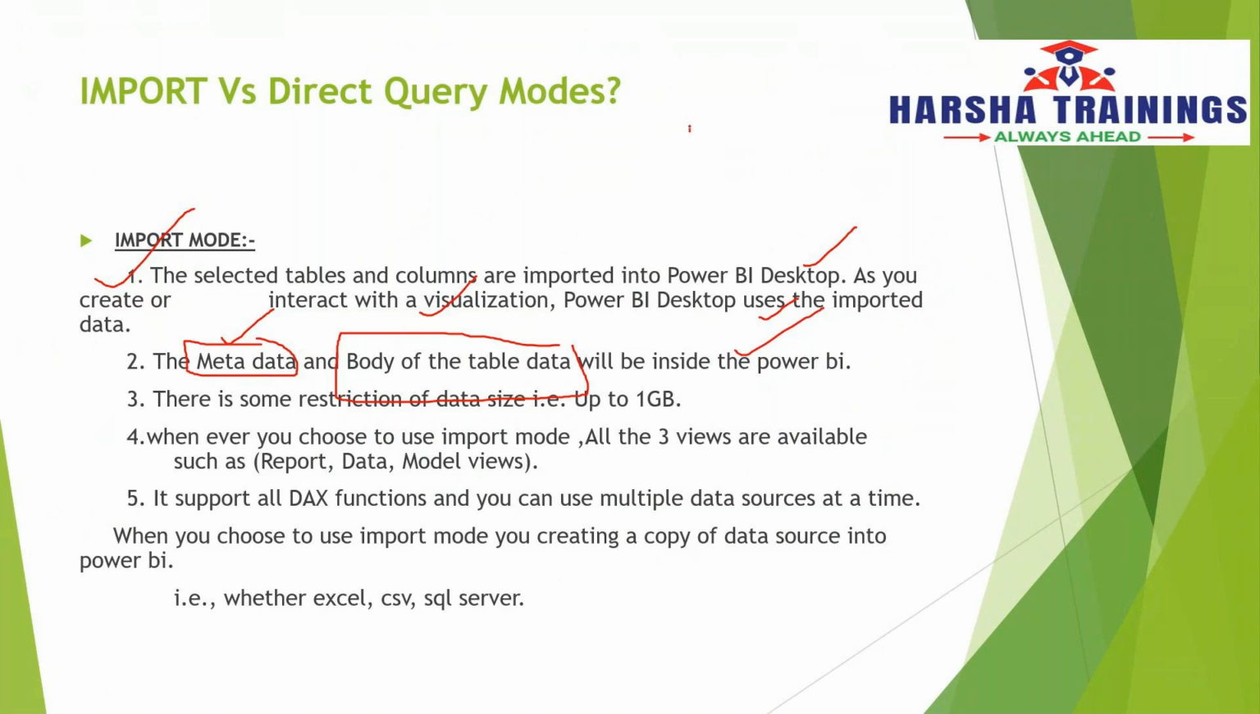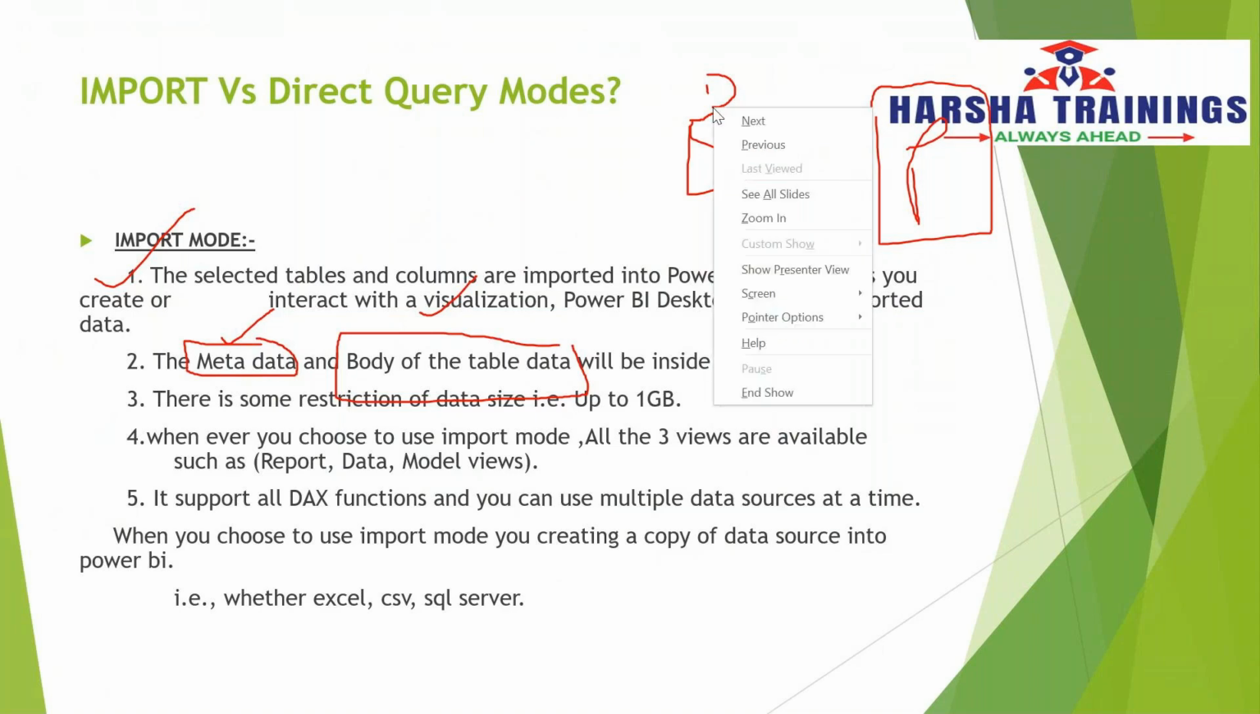The body of the table data will be inside the Power BI. It will be there in the data source, which is the database or anything. It will be there in your database. It will be there in your Power BI. So what does this mean? While you're using that import connectivity mode, you are copying your data from the data source to the Power BI. Is that clear, everyone?